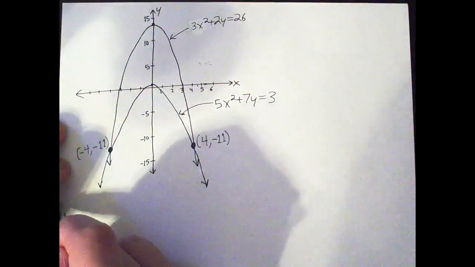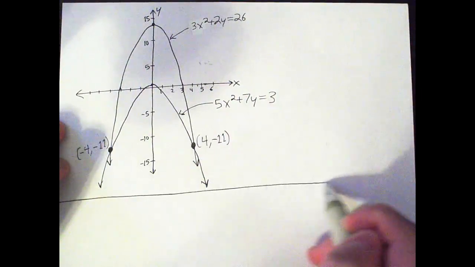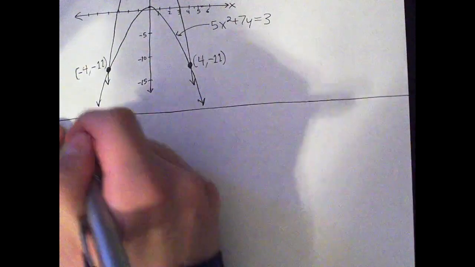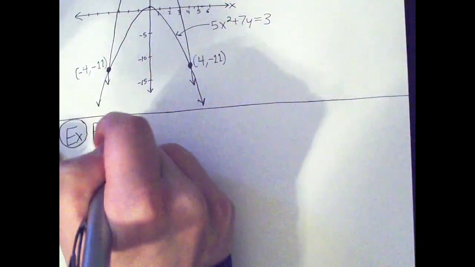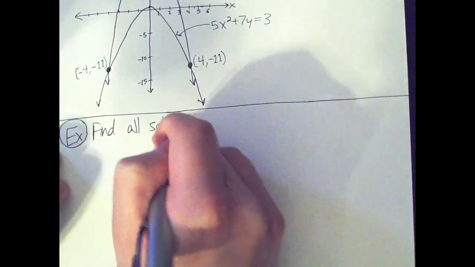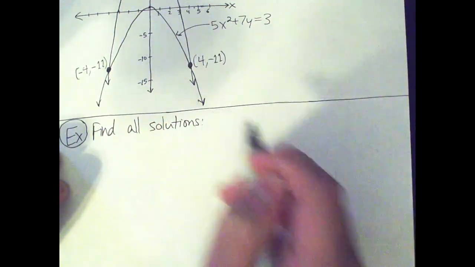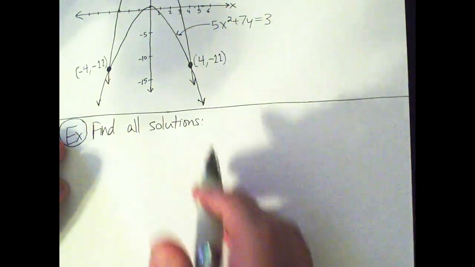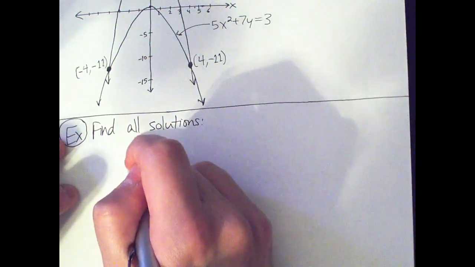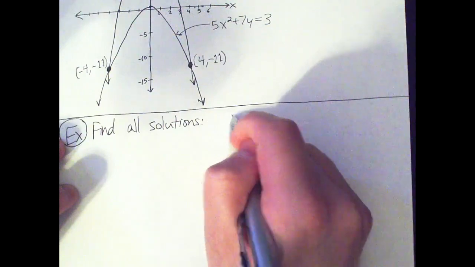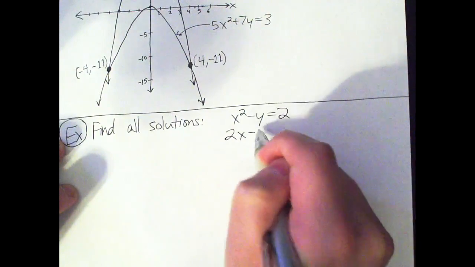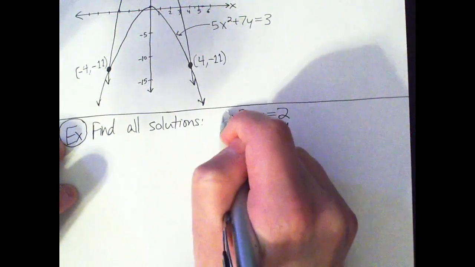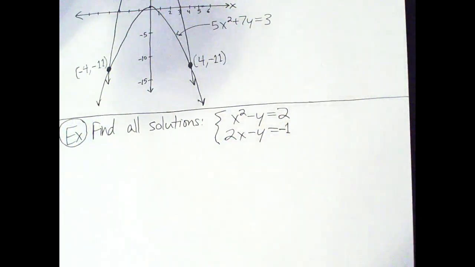All right, so we talked about 3 different methods. I think methods 1 and 2 are the main methods. So I'm going to give you a problem, and for this, find all solutions. You can use whichever method you want out of those 3 methods. The problem is going to be x squared minus y equals 2, and 2x minus y equals -1. So I'd like you to pause the video and give this a try.